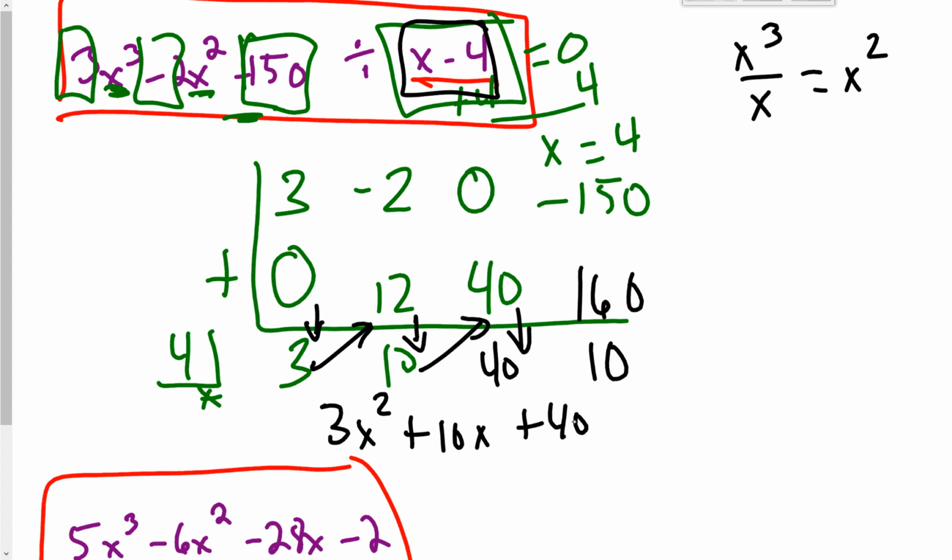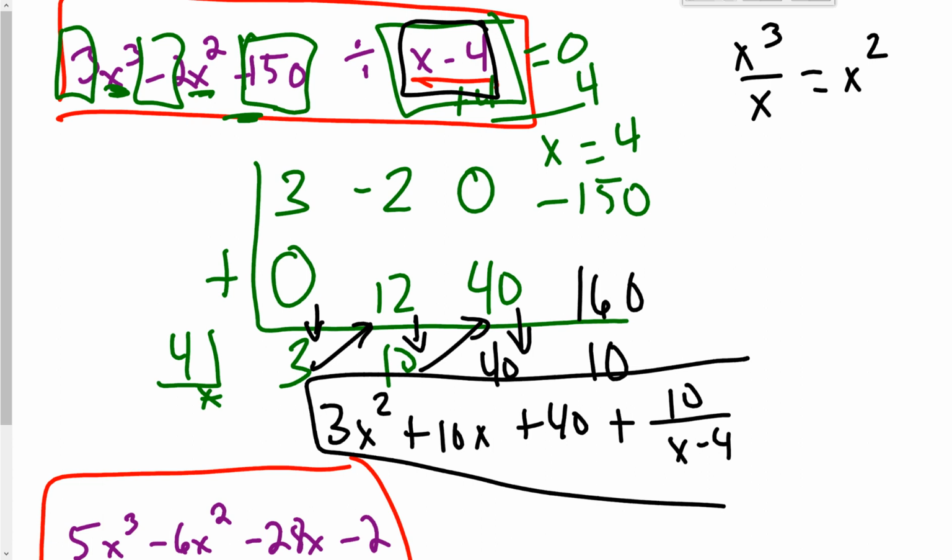Now that I'm at my constant, I write my remainder. So that's plus 10 divided by, because it's a fraction, right? My remainder is always a fraction over what I divided by, x minus 4. And so that's how you do it if you're just dividing with synthetic division. Okay, in the next video, I'll show you how to use synthetic division in order to get the remainder, using the remainder theorem.